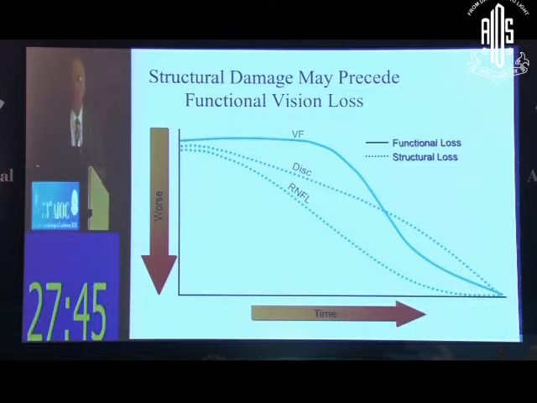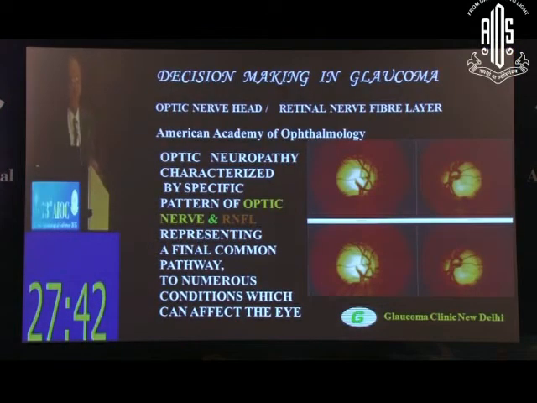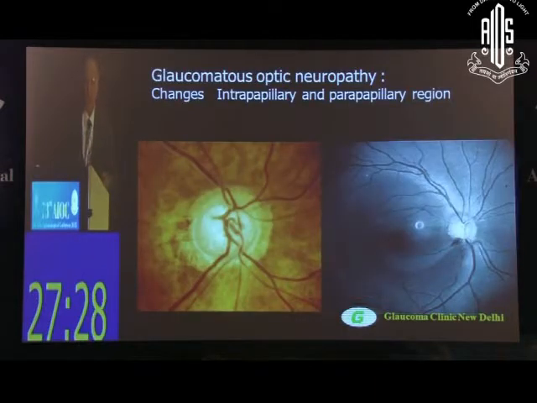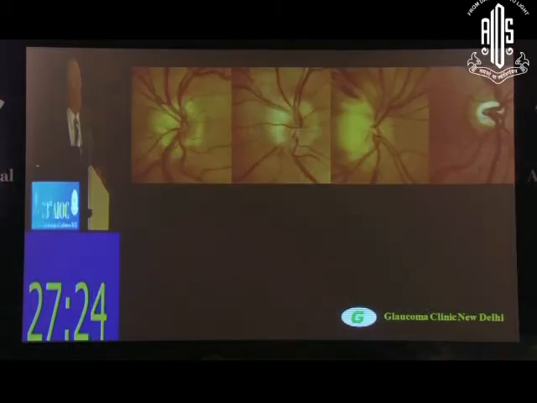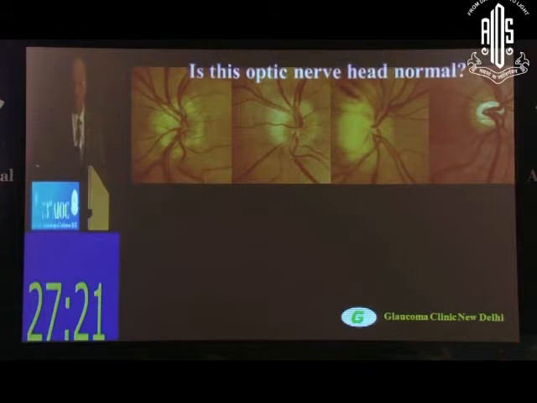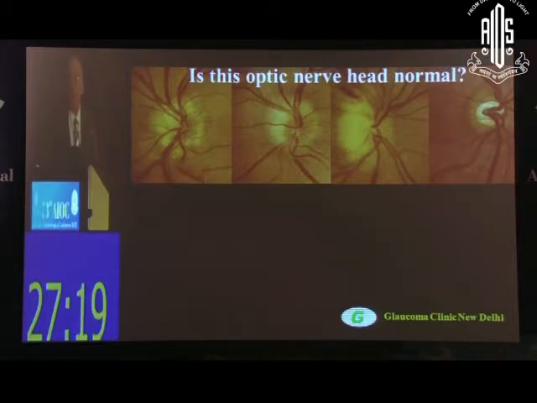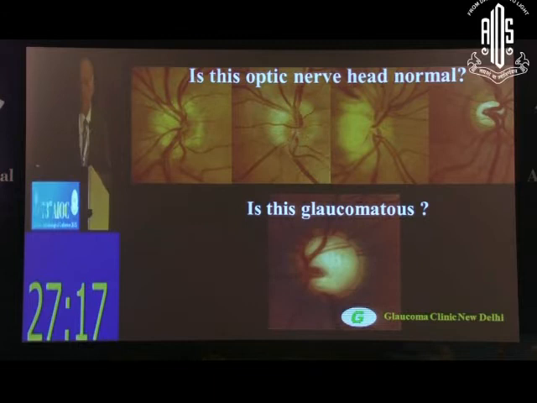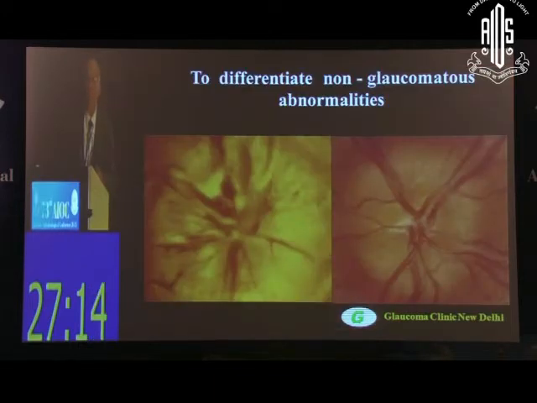So the definition of glaucoma has undergone a change, and they talk about glaucoma being a typical optic neuropathy with a specific pattern of changes to the optic disc and retinal nerve fiber layer, irrespective of the intraocular pressure level which is achieved. So in the next couple of minutes, we're just going to look at changes which can happen in the disc and in the vicinity of the disc, so that we can answer some basic questions. Are these optic discs normal? Is this a glaucomatous optic disc? Can we differentiate non-glaucomatous from glaucomatous abnormalities?